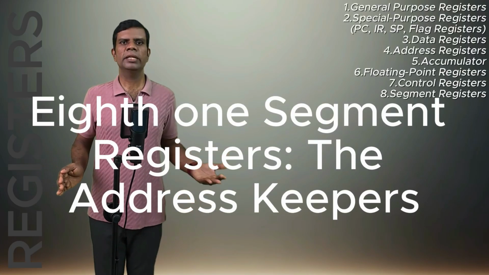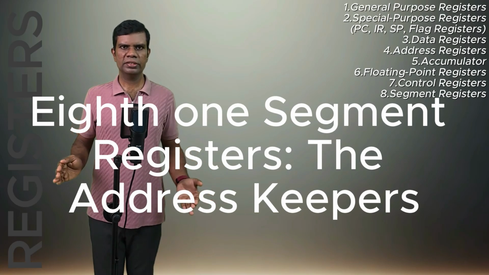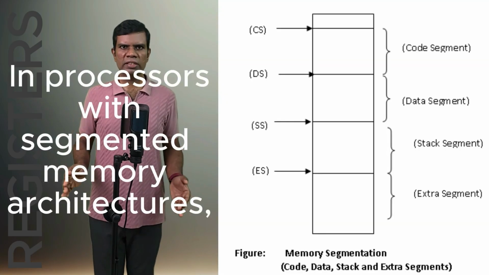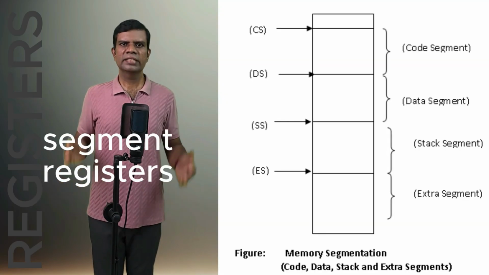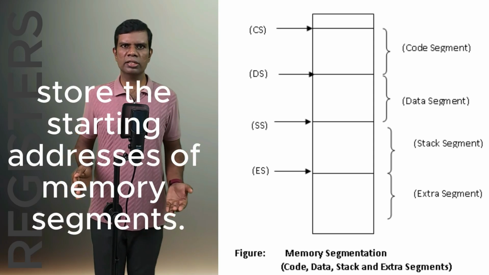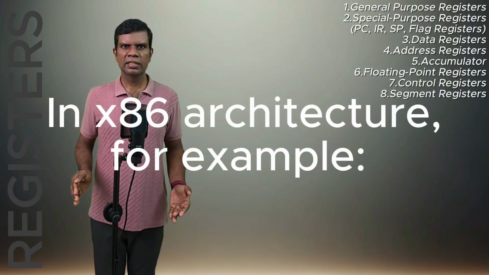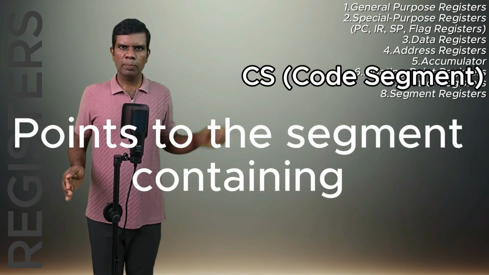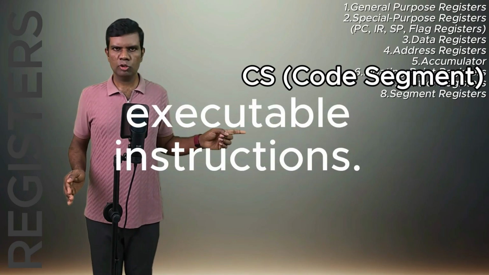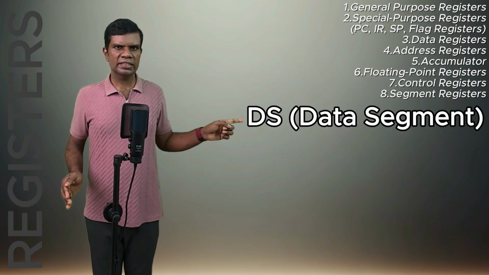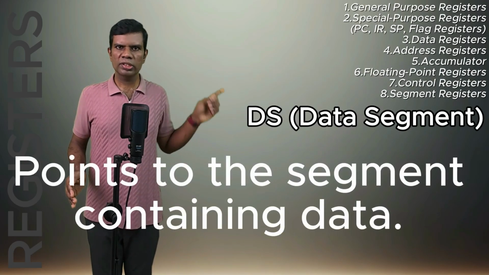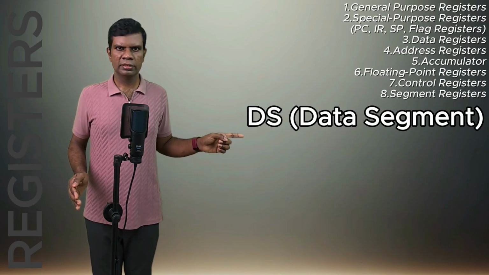Eighth one, segment registers, the address keepers. In processors with segmented memory architectures, segment registers store the starting addresses of memory segments. In x86 architecture, for example, CS, the code segment, points to the segment containing executable instructions. DS, the data segment, points to the segment containing data.